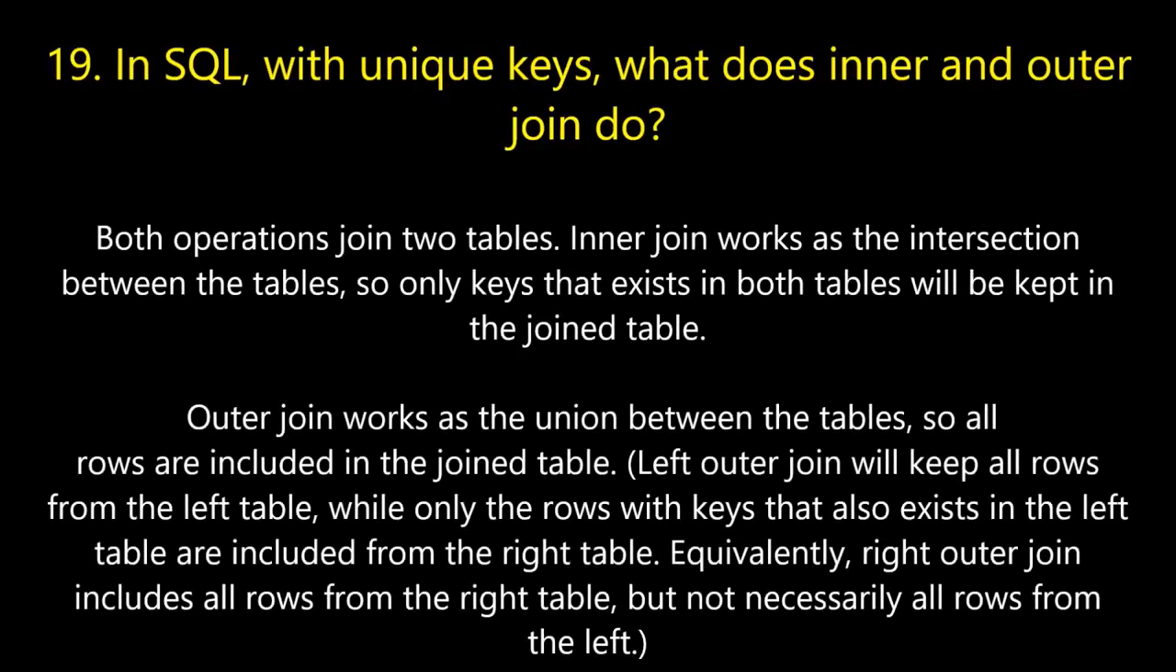Question number 19. In SQL, with unique keys, what do inner and outer join do? Both operations join two tables. Inner join works as the intersection between the tables, so only keys that exist in both tables will be kept in the joined table. Outer join works as the union between the tables, so all rows are included in the joined table.